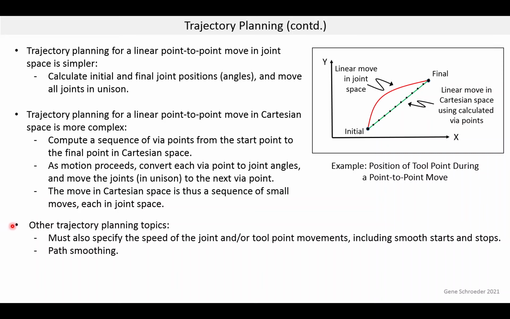So here are a few other trajectory planning topics. We've been focusing on position, but we also inherently control the speed of the joint or the tool movements during trajectory planning. And this includes doing things like smooth starts and smooth stops. And finally, path smoothing. All things being equal, you want smooth robot movements rather than jerky ones. So when moving along a path that is defined by a series of via points, you want the tool point to pass through those via points, but often in a smooth way. So there are various mathematical ways to take a set of via points and turn it into a smooth path.